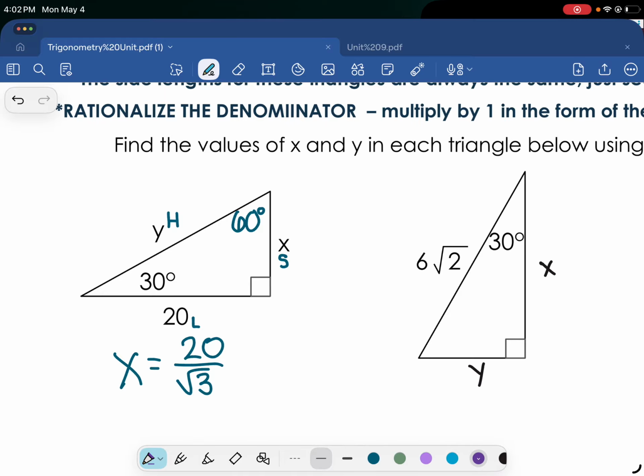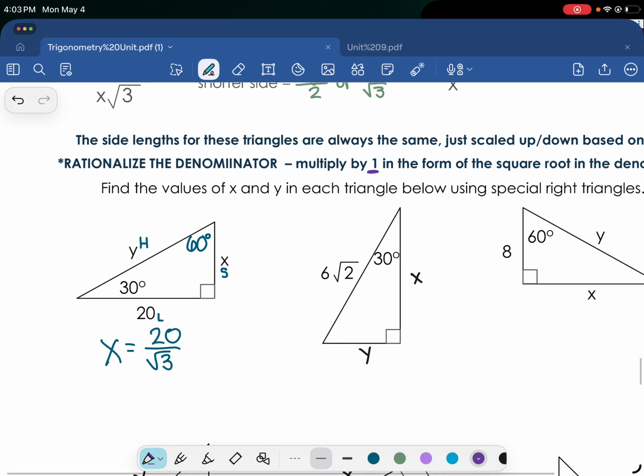Now, you're not allowed to leave a square root in the denominator, so what you do is you multiply by 1 in the form of the square root of the denominator. What that means is square root of 3 over square root of 3. That's 1, because when you divide something by itself, it's 1. But what that does is the square root of 3 times the square root of 3 becomes the square root of 9, which is simply 3 without a square root.